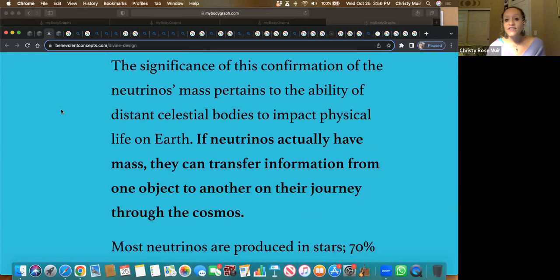The significance of this confirmation of the neutrino's mass pertains to the ability of distant celestial bodies to impact physical life on Earth. So if neutrinos actually have mass, they can transfer information from one object to another on their journey through the cosmos. So this is where we get into the scientific soundness of the system of human design.